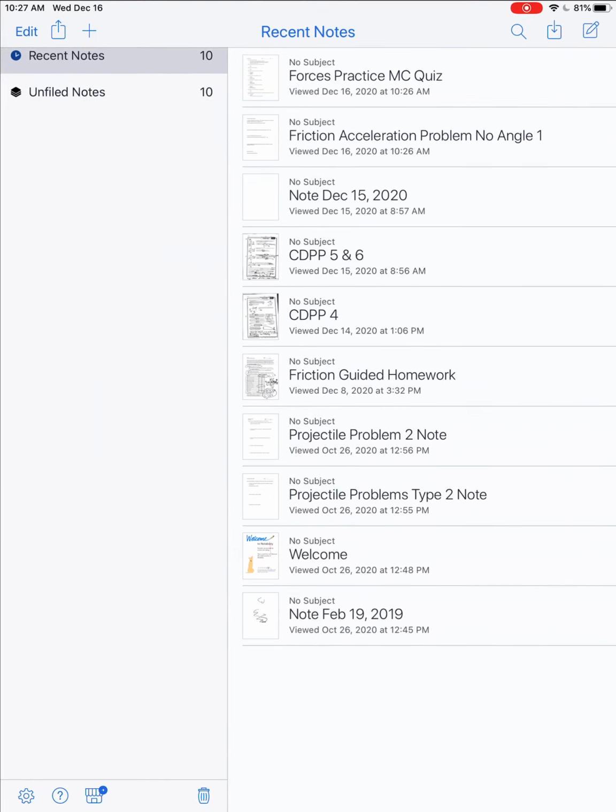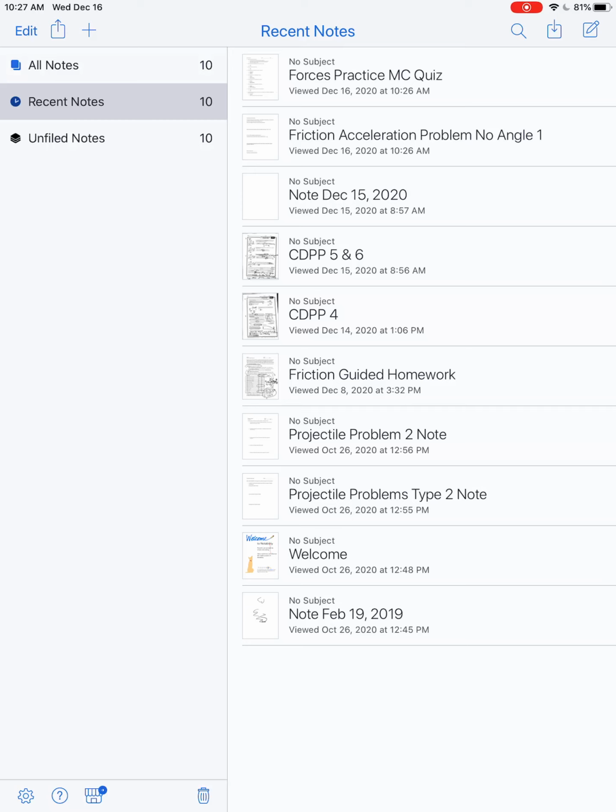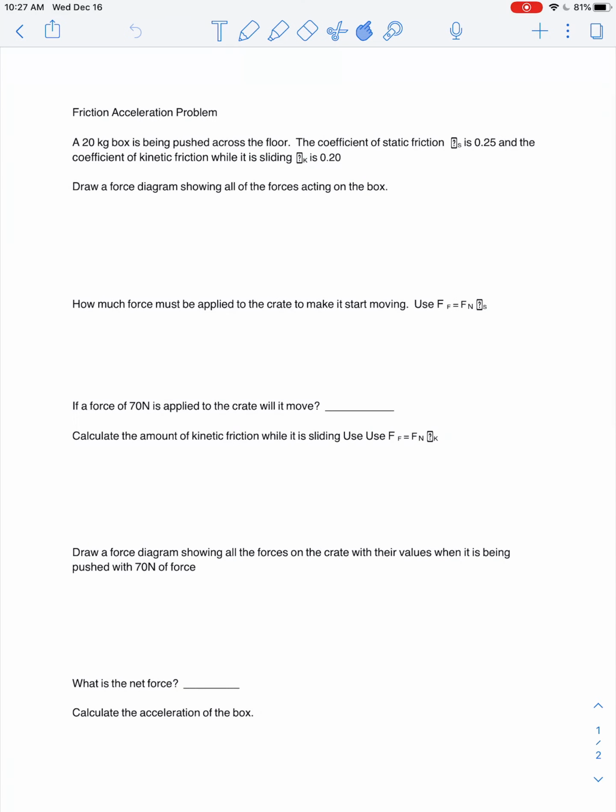Okay, so let's go back. And I'm going to get started on this friction acceleration problem first. This should be pretty easy for you, but I know you haven't done it before. Notability doesn't like my Greek symbols, so this here is the coefficient of static friction. It is supposed to be mu s, and that is equal to 0.25. And then this one's supposed to be mu k. And remember, S is for static when it's not moving, and kinetic is like kinetic energy when it is moving.